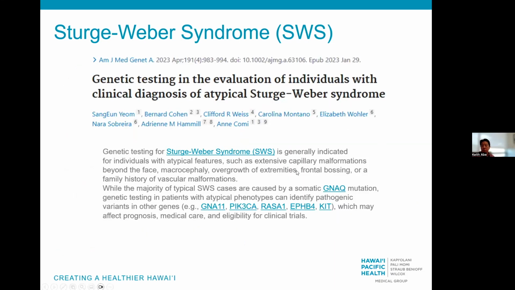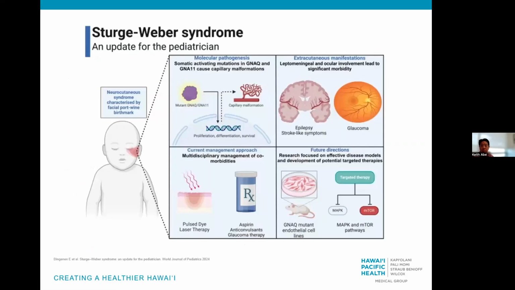And again, not when I was starting training, but in the years since, they've identified this GNAQ mutation, which is related to the manifestations that we see. With that abnormality, it contributes to capillary malformations, and those malformations contribute to the brain abnormalities that cause stroke-like symptoms. So patients can have hemiparesis or other focal deficits, and with that a high incidence of epilepsy, and glaucoma, which can be so severe that they often lose vision in the affected eye, the ipsilateral eye.